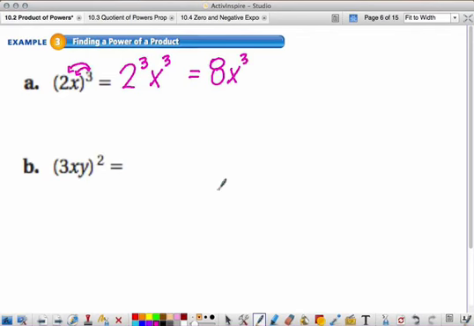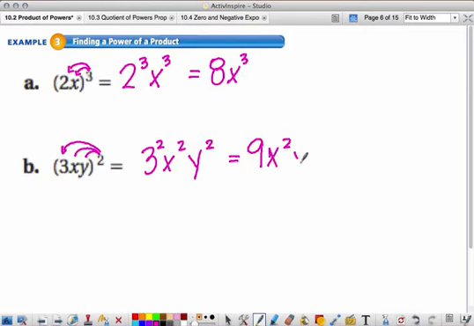No matter how many things are inside the parentheses, this exponent goes with everything. So this becomes 3 squared times x squared times y squared. We can simplify everything that we can. 3 squared becomes 9, and we just leave x squared and y squared how they are.